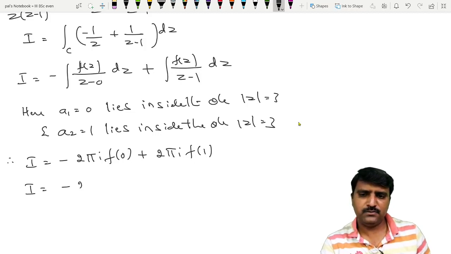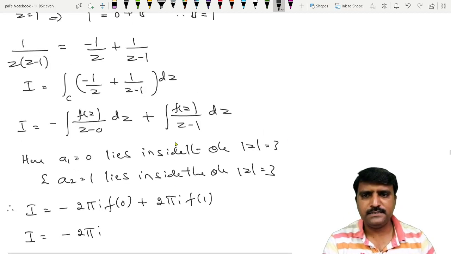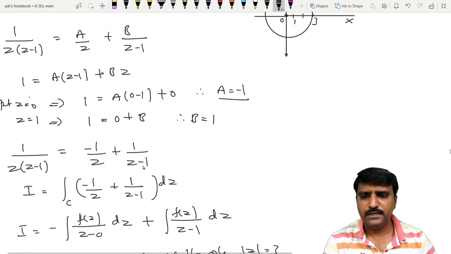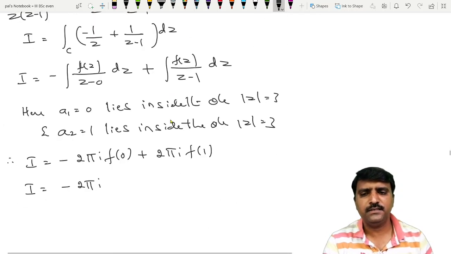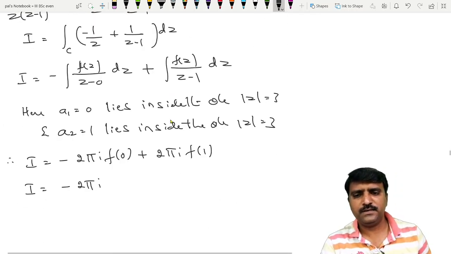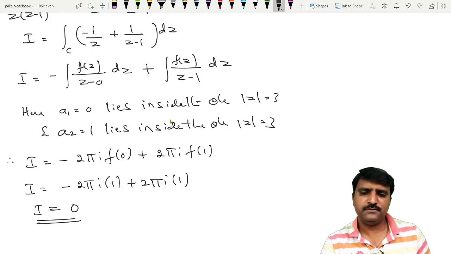So therefore I is equal to minus 2 pi i. What is f of 0? That function is f of z is 1. f of 0 means then also it is 1, because it is a constant function. So f of 0 value is 1, plus 2 pi i into f of 1 value is also 1. So plus 2 pi i minus 2 pi i cancels. So then I is equal to 0 in this case.